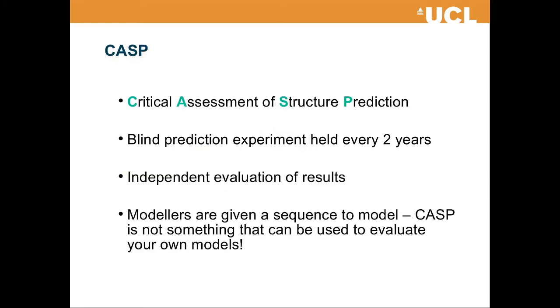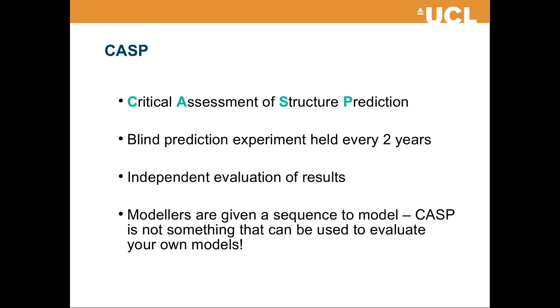Every 2 years there's an experiment carried out called CASP, which stands for Critical Assessment of Structure Prediction. Now this is a blind prediction, and what happens is that modelers are given a sequence to model for which the structure has not been solved. Once they've produced their models, then they submit those models to the CASP organisers, and they have an independent evaluation of the results once the structures are available to say how good those models were.